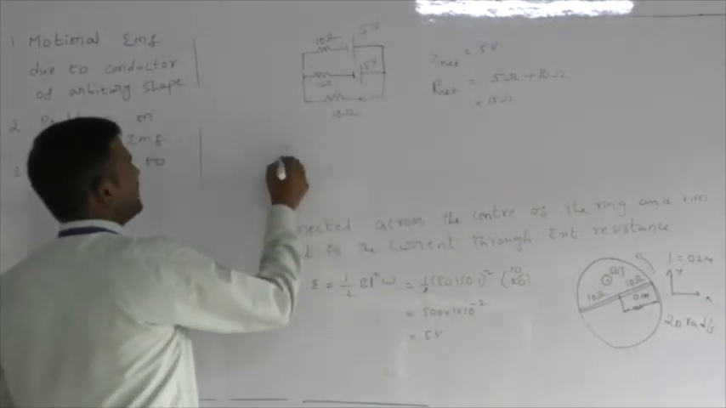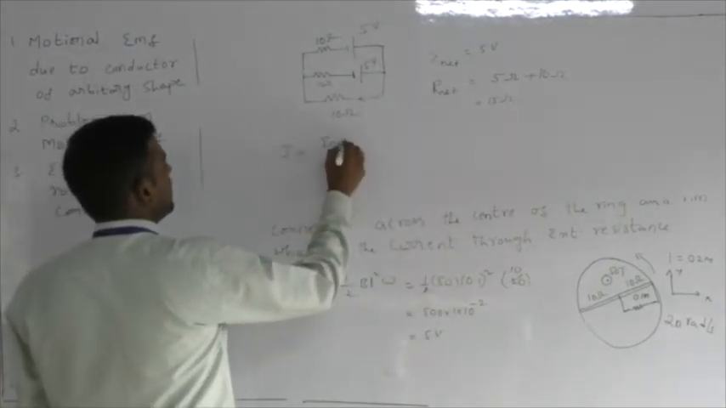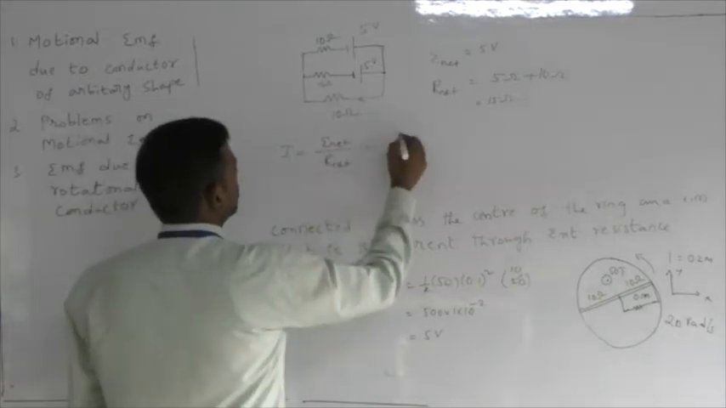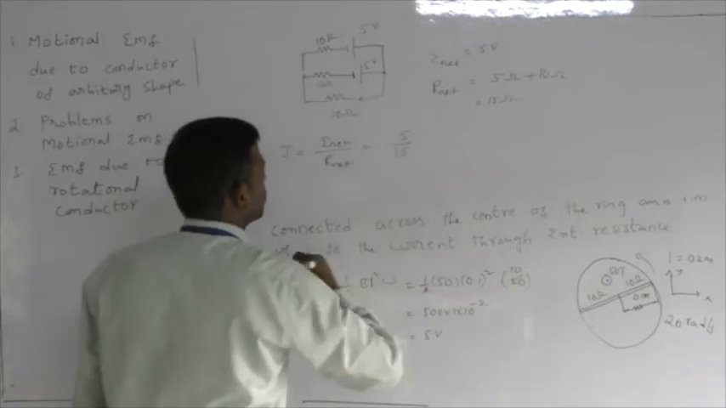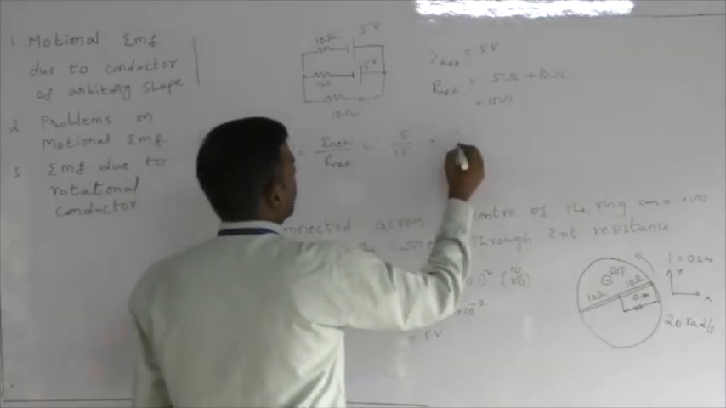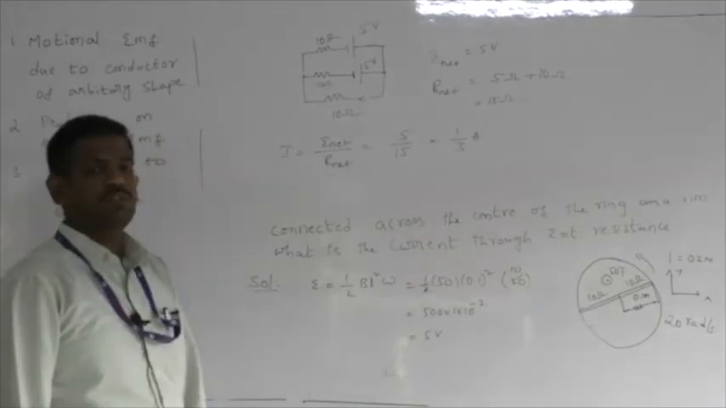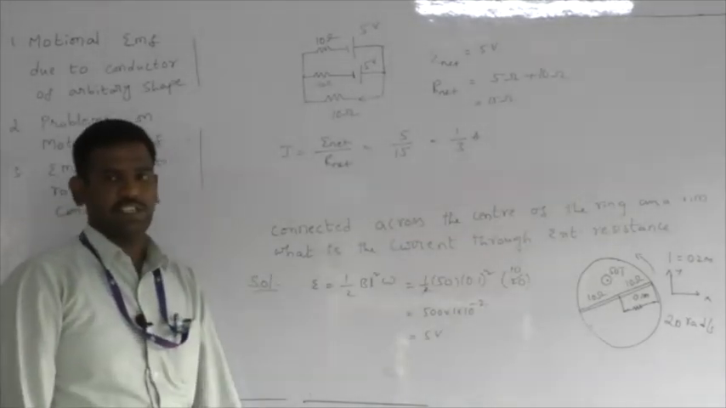Now, what's the current generated here? The net EMF divided by the net resistance, which equals 5 volt divided by 15 ohms, and that equals 1 by 3 amperes. This is the current going through the external resistor. Okay.